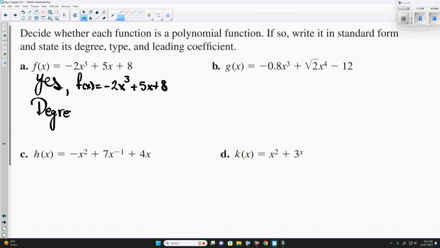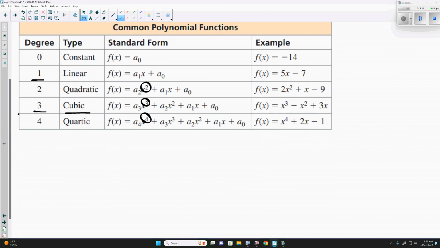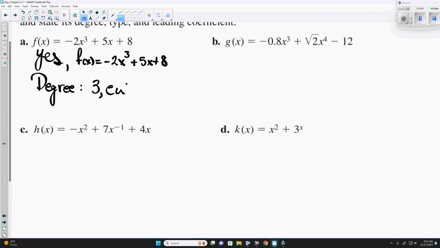Degree is 3, because the degree is the biggest exponent attached to a variable. The biggest exponent in this case is 3. Type. So this is going back to the previous page. If the degree is 3, the type is a cubic. That's 3 for degree. Type is cubic. You don't necessarily have to rewrite type, just 3 comma cubic. I don't know what you mean by cubic.